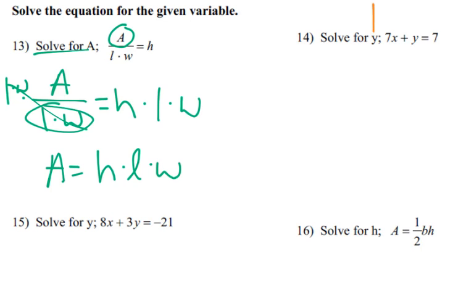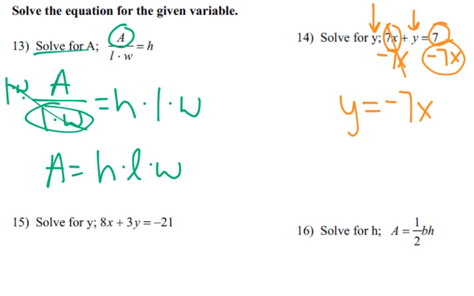14, we want to get y by itself. So y is right there, we've got to get rid of that 7x. So subtract 7x from both sides. Those cancel, we get y equals. Now 7 and this 7x we can't combine, so just write it: minus 7x plus 7. You could have even written it as 7 minus 7x. Same thing.